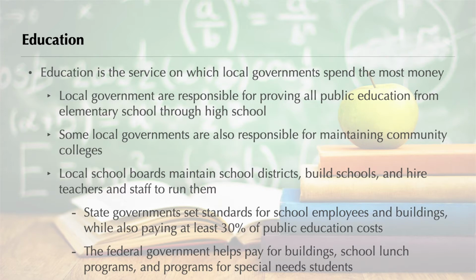The federal and state governments are also important in public education. State officials set standards for school employees and buildings. State governments have a strong say in how schools are run because they pay about 1/3 or more of schooling costs. The federal government helps to pay for buildings, school lunch programs, and programs for children with special needs.